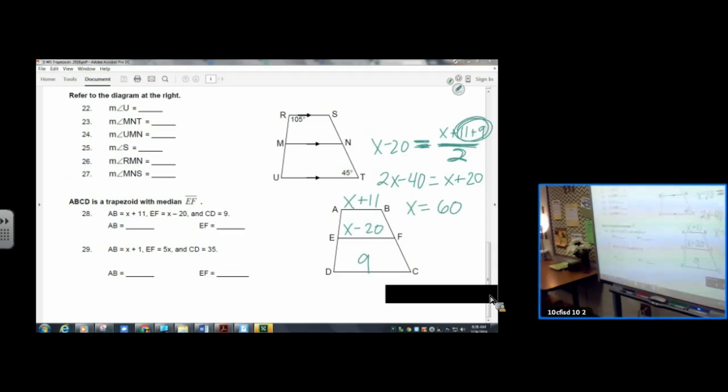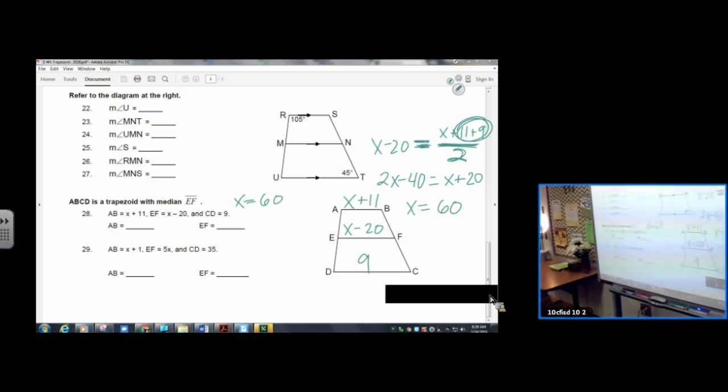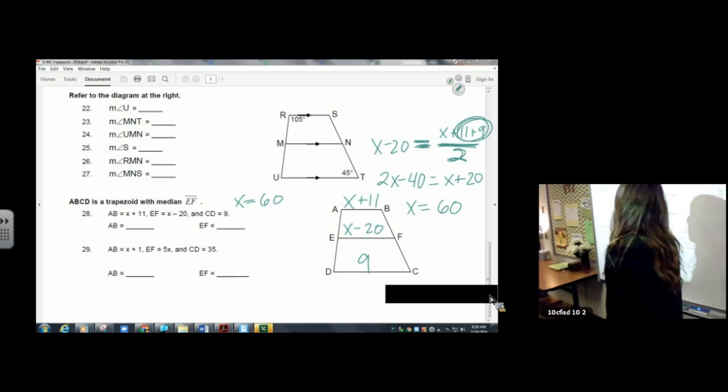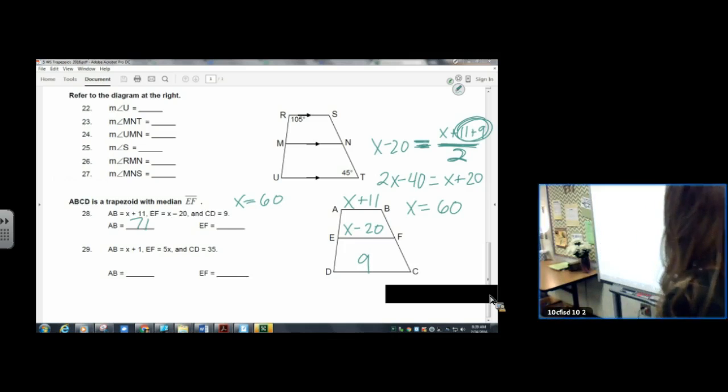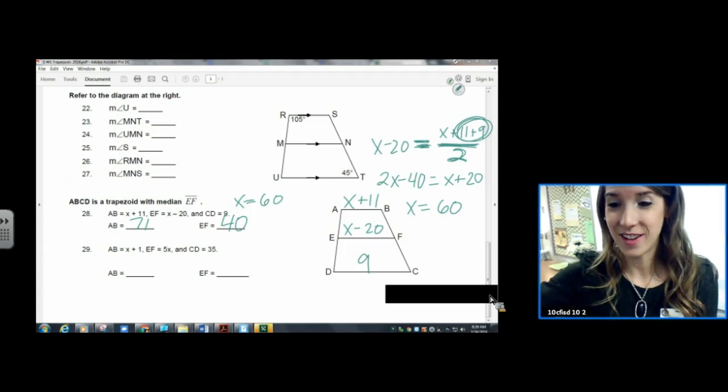X is 60. It wasn't asking for x, it was asking for AB and EF. 60 plus 11, 71, and EF, 60 minus 20, 40. So it's really not a drawn-to-scale trapezoid.